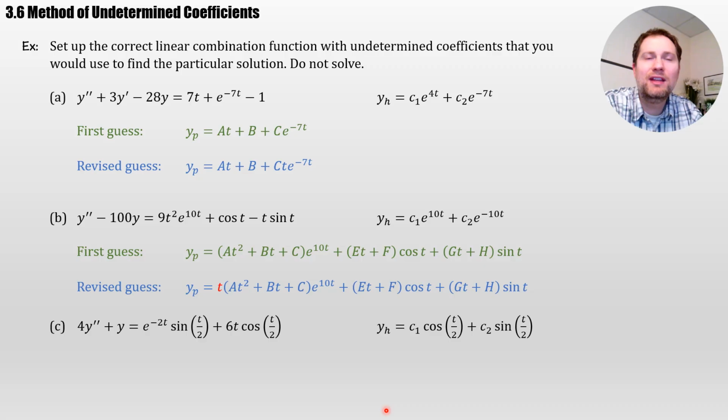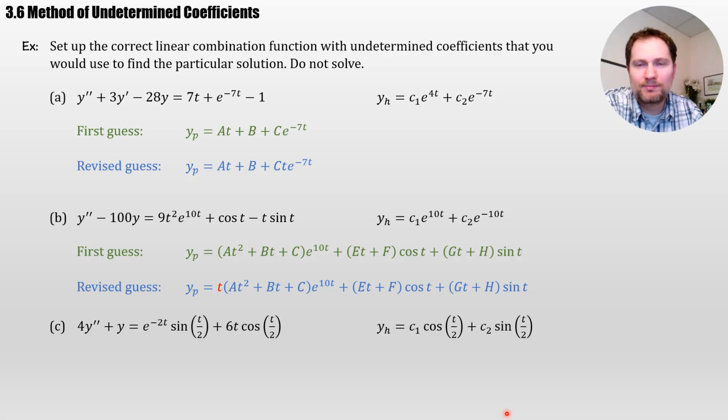And now the offending set here is this polynomial, because it overlaps with this e to the 10t. This doesn't matter, but the e to the 10t part of our homogeneous solution is a problem. So we're going to multiply that by t, and now we are good to go with that revised guess. Look at the little piece in red. Just that t is all we need.